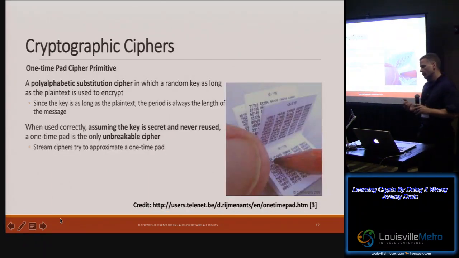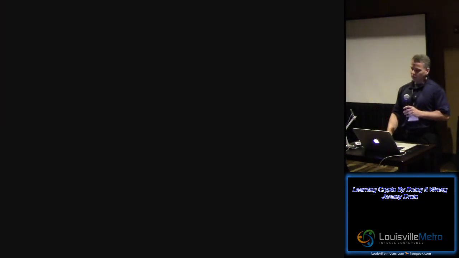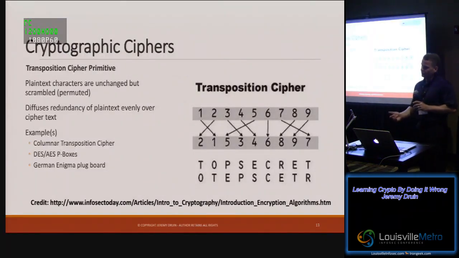And then the one-time pad is the ultimate. Here your password is just as long, if not longer, than the plain text you're encrypting. And these, when used properly, are unbreakable. Technically, the cipher we're going to talk about today, the Vigenère, which is polyalphabetic, could be turned into a one-time pad. You would just have to make the password as long as the plain text itself.